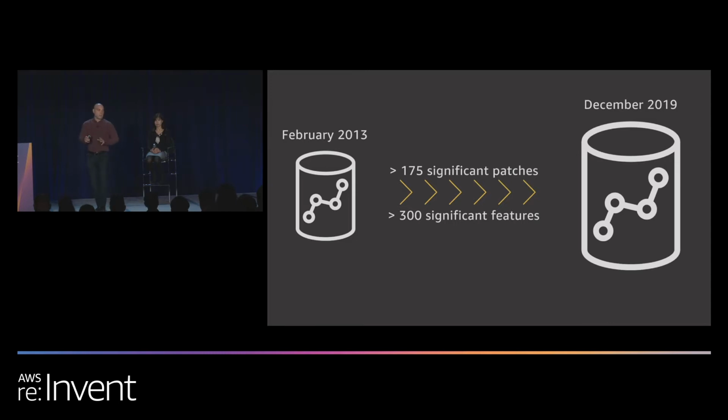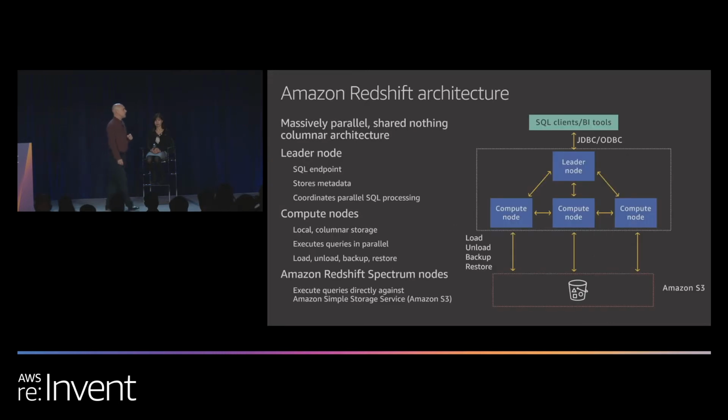All of that stuff is fully taken care of for you. So let's start out with the Redshift architecture. Like I mentioned, it is an MPP architecture. It also happens to be share nothing and Columnar.